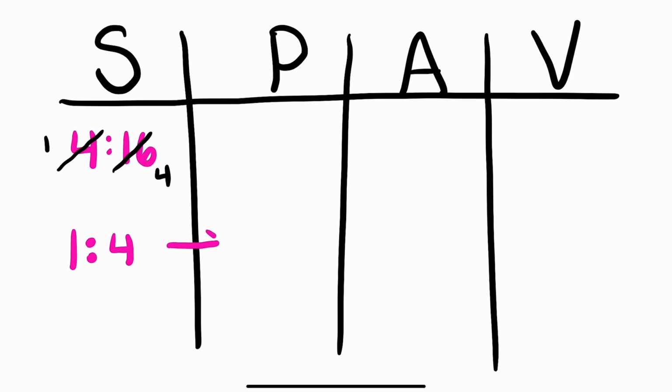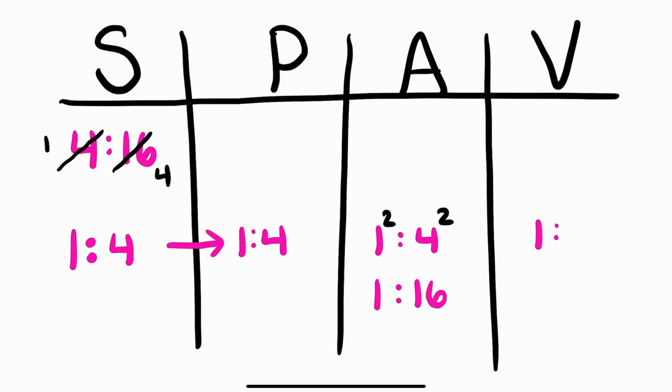So I can knock this over and put 1 to 4 right here because sides and perimeters are always the same. And I know that my area, I'm going to use that 1 to 4, but I'm going to be squaring them both. 1 squared is 1, 4 squared is 16. And now I'm going to go over and do my volumes. I'm going to use my 1 to 4 again, but now I'm going to be cubing them both. 1 cubed is 1, because 1 times 1 times 1 is 1. And 4 cubed is 64. Again, guys, you can do that multiplication in your calculator, just 4 times 4 times 4, or use the cube button.